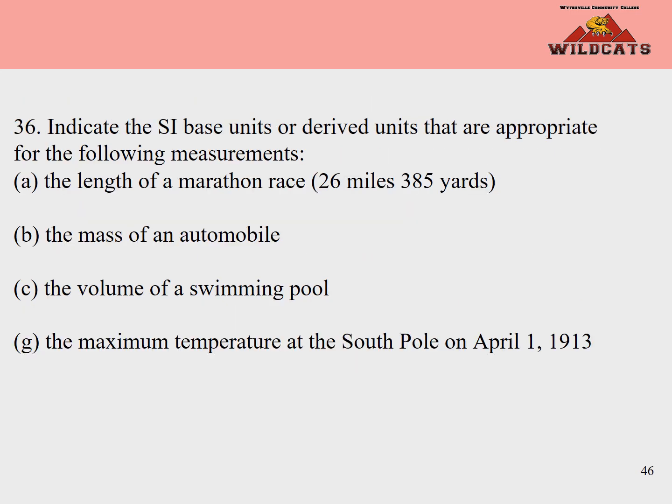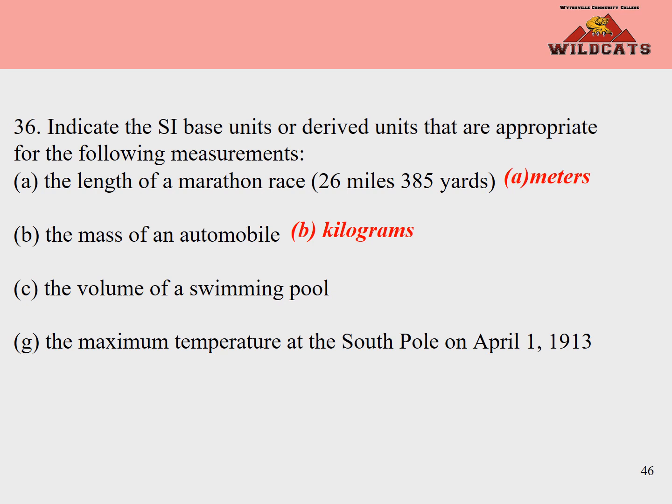Question 36 says indicate the SI base units or derived units that are appropriate for the following measurements. The length of a marathon race is in miles and yards, and so measured in meters would be the derived unit. We basically use kilometers. You've probably heard the term 5K, and a 5K is equal to about 3.1 miles. And for those of us who are runners, it becomes very easy to convert between kilometers and miles now that we know a 5K is equal to about 3.1 miles.